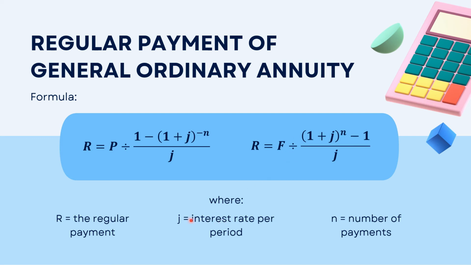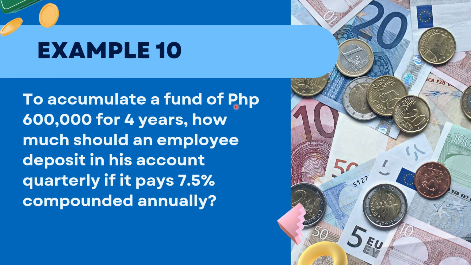Again, this is equivalent rate. Bago na lang po sa inyong notebook. Equivalent rate po yan. So, let's have an example. To accumulate a fund of 600,000 pesos for 4 years, how much should an employee deposit in his account quarterly if it pays 7.5% compounded annually? Yan, so, kung mapapansin nyo, itong formula na to ay magagamit natin kung meron tayong goal na amount.